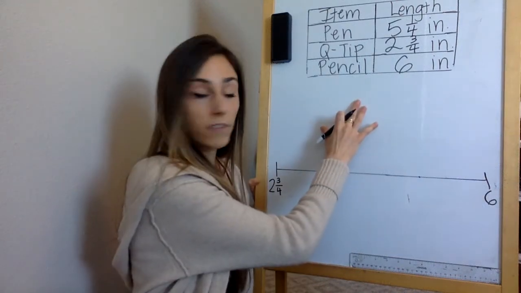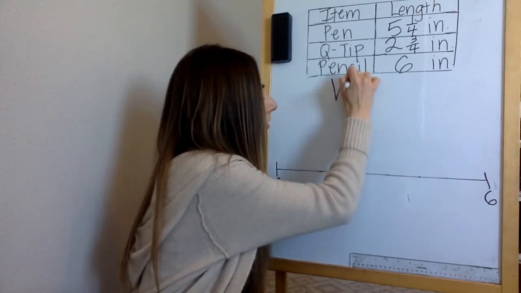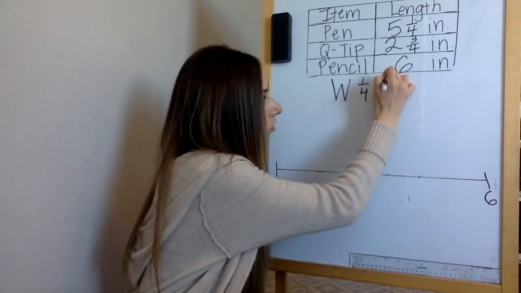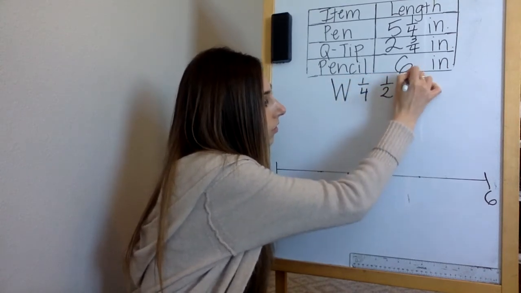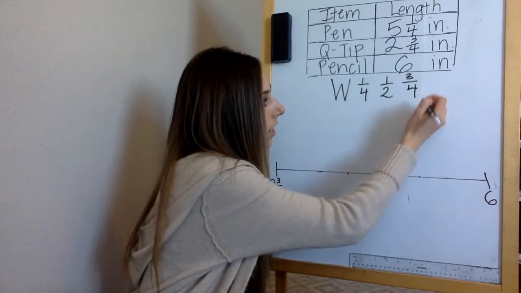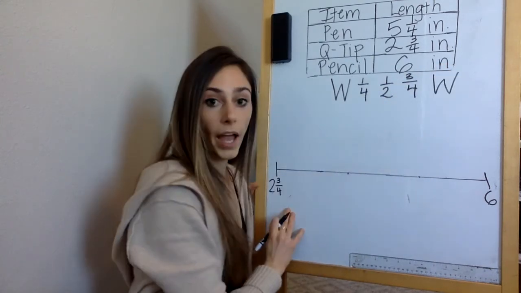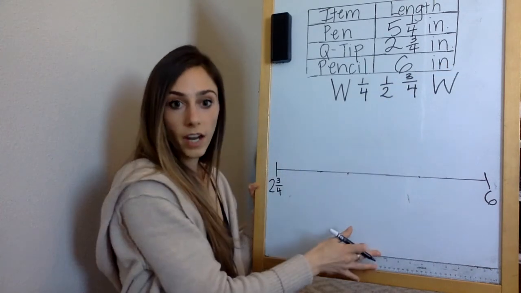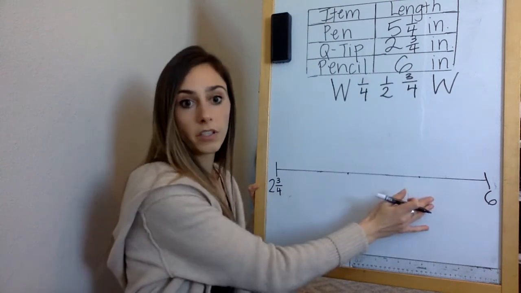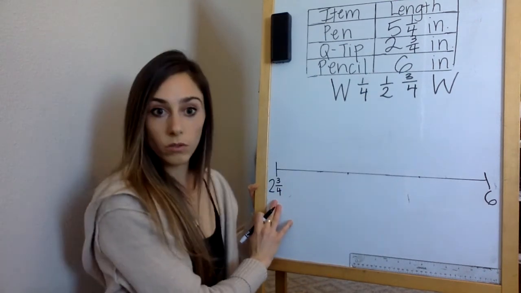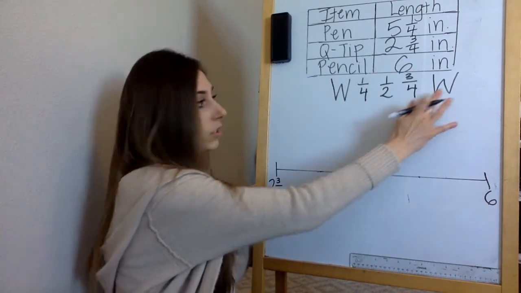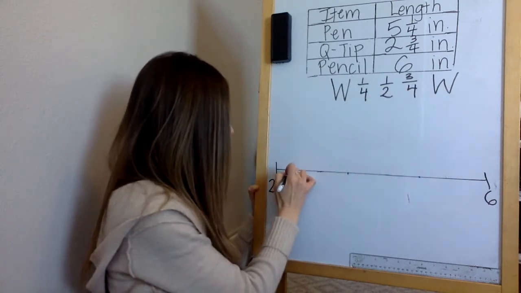So let's start where we left off. We have our whole number, 1/4, 2/4 or 1/2, 3/4, and our next whole number, okay? So we need to do some other titles and labels here, but let's start with our scale first. So we have 2 3/4, which is right here. What's our next whole number? It's 3.